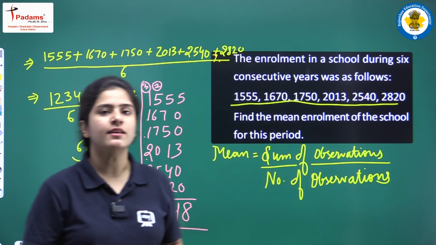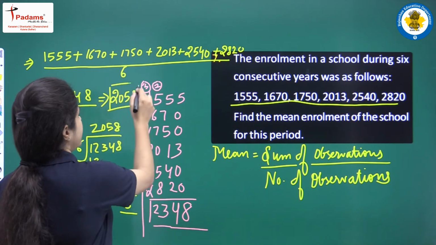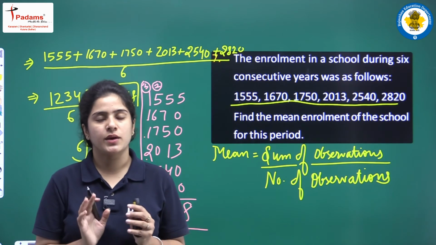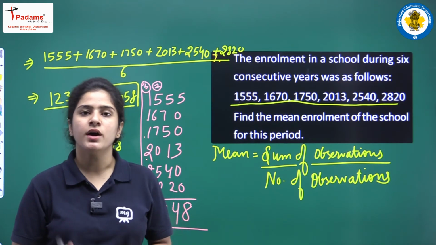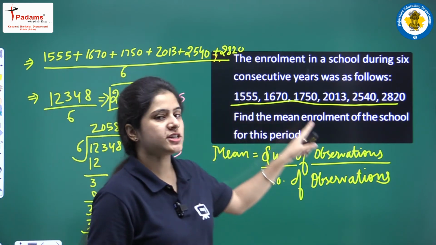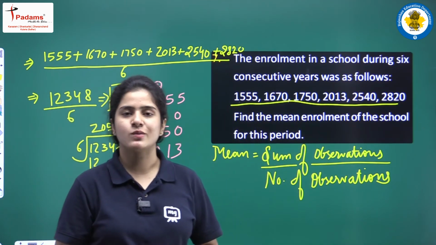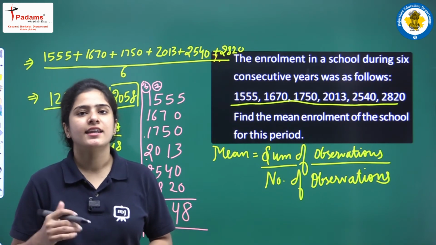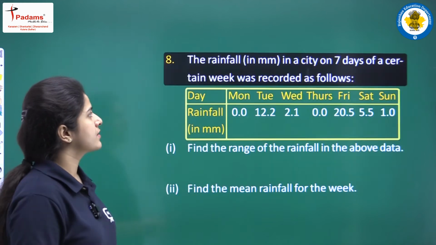So what is the mean? That is 2058. Alright, students. So in this type of question, what you need to do is carefully take the sum of the observations upon the division. Alright students, be careful when you are doing the calculating parts. Okay. Now students, the next question.